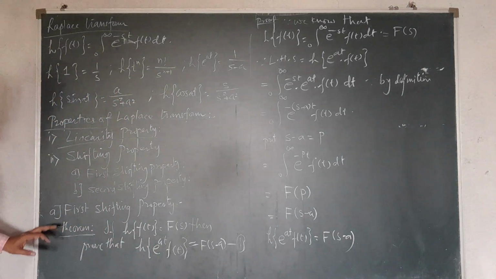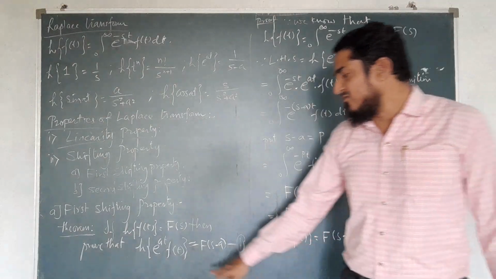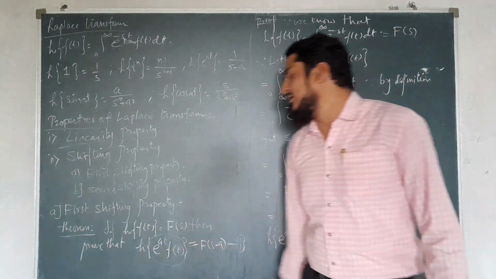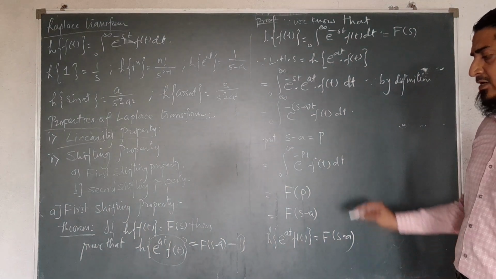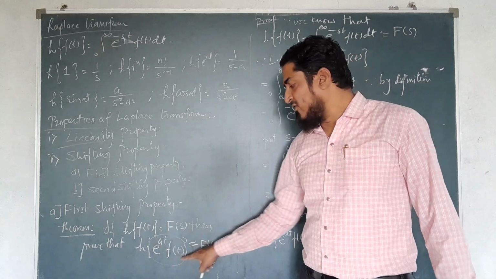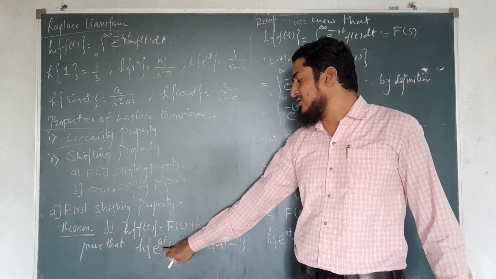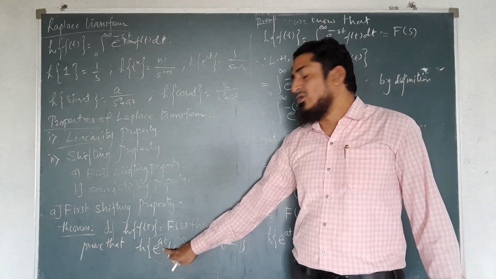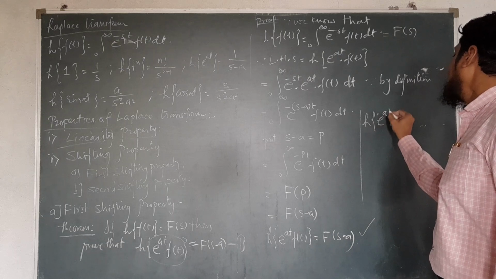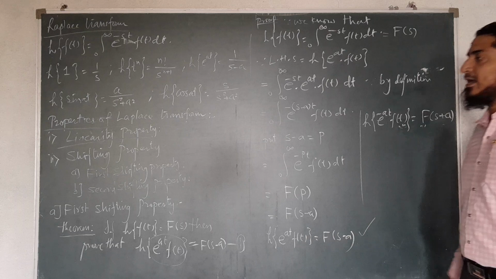a. What is the meaning of the first shifting property? The property states that if we have a function f of t multiplied with e raised to at, and we want to find the Laplace transform of e raised to at f of t, then simply first of all find the Laplace transform of that function f of t, and replace the parameter s by s minus a. If it is e raised to at, then we write s minus a. If it is e raised to minus at, then we write s plus a. Or we can write the Laplace transform of e raised to minus at f of t is equal to F of s plus a. Correct? And it is the required result.